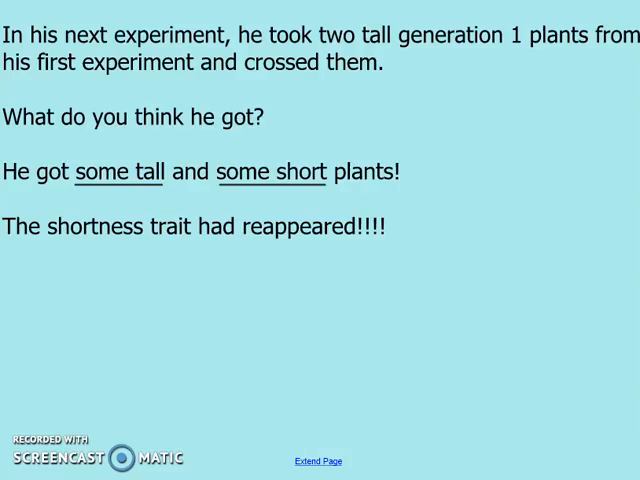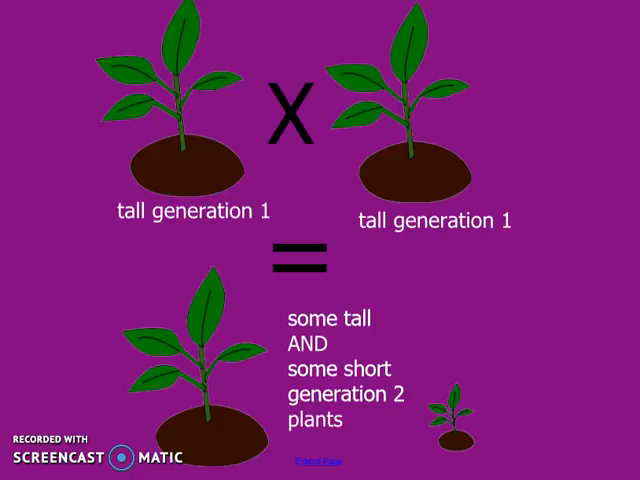Then he continued in his next experiment. He took 2 tall generation plants from his first experiment and he crossed them. So what did he get? He got some tall and some short. So that shortness trait had reappeared. So he's got tall from generation 1 crossed with tall from generation 1, and he got some tall and some short in that second generation of plants. So how did this happen?